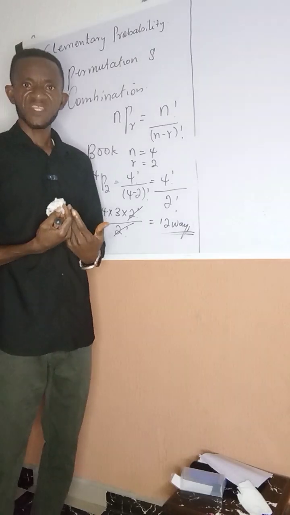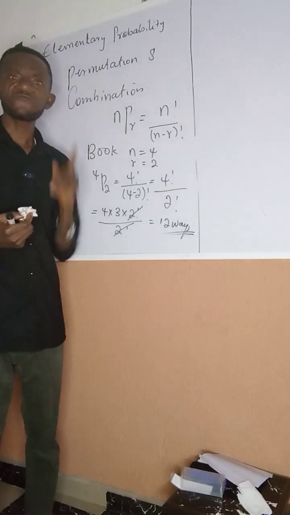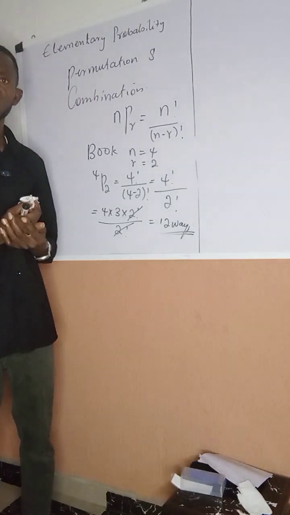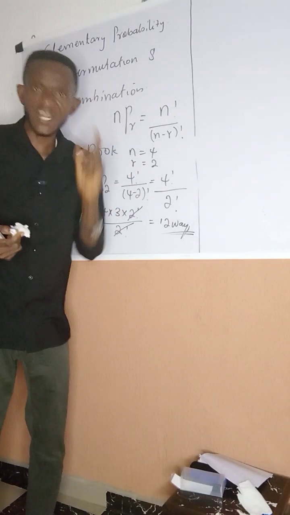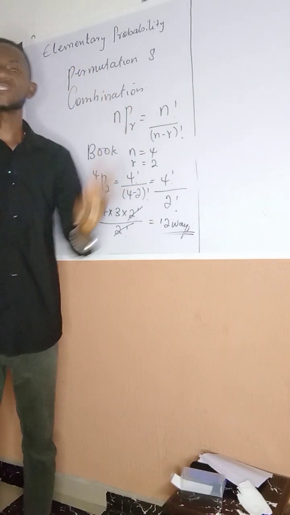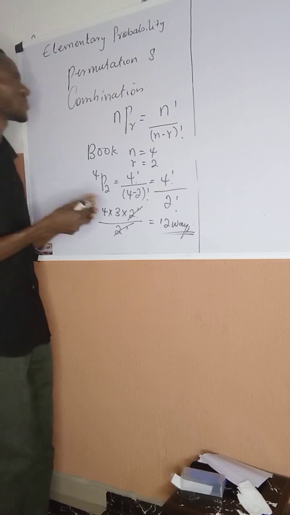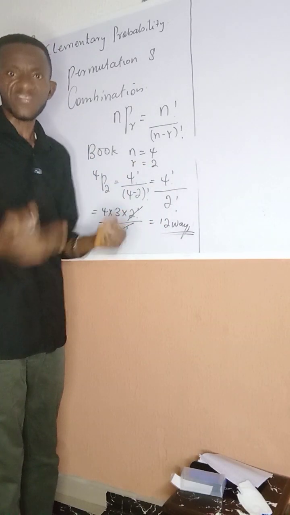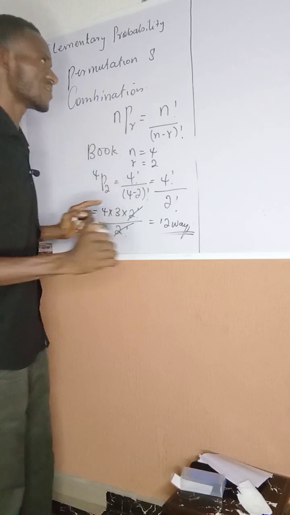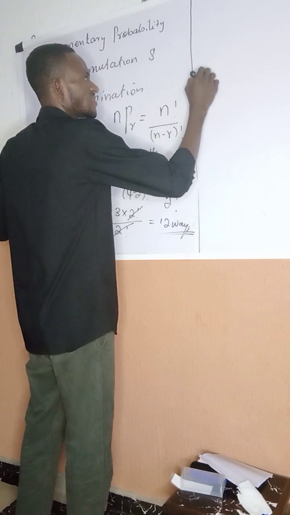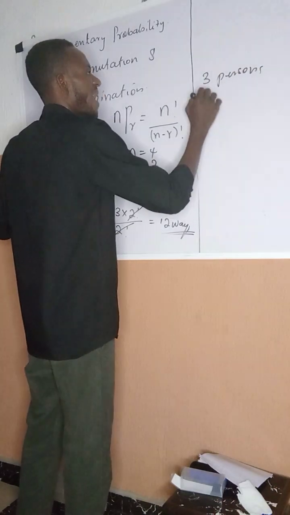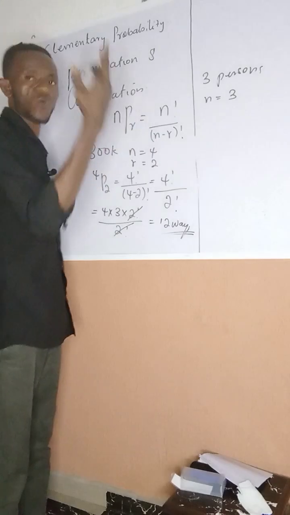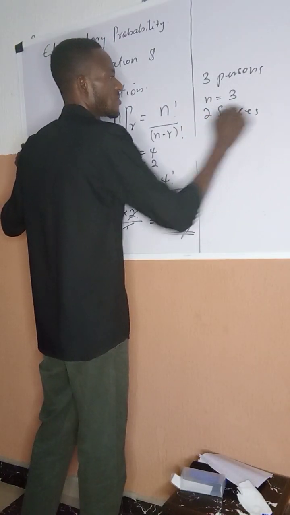Or you can equally say, in how many ways can we arrange 3 persons on a seat given that there are only 2 spaces available, only 2 possible vacancies where they can sit down? How many persons are we talking about here? We are talking about 3 persons, so my n equals 3. How many spaces are available to arrange these people? Only 2 spaces, so my r equals 2.